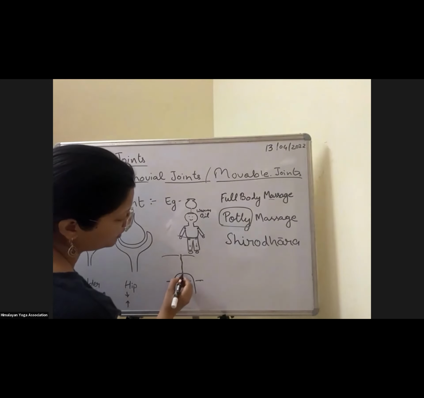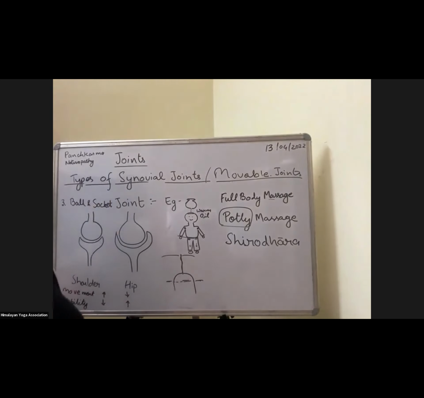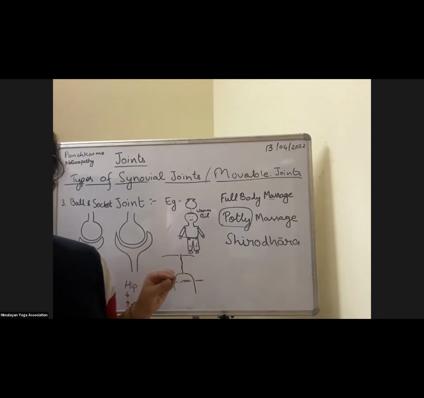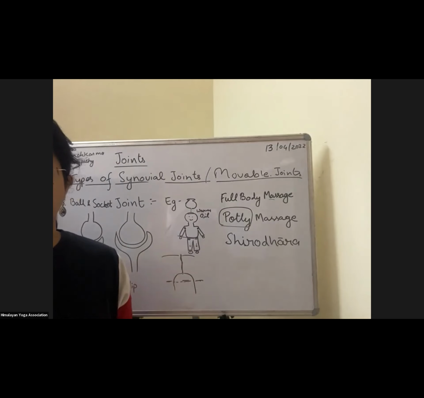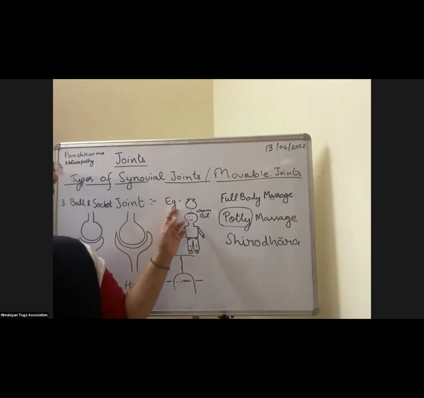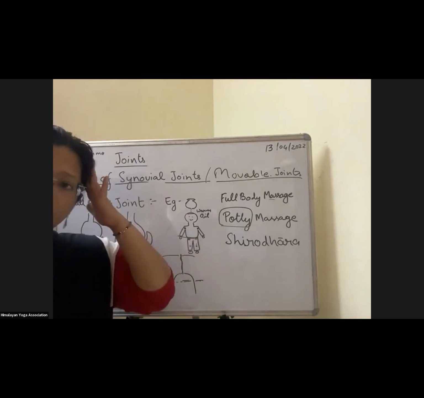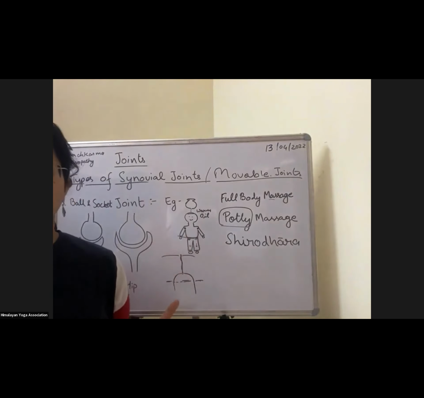So from here, do you understand this? When you're putting hot oil here, these are your frontal bones, parietal. From these joints, the oil is able to reach up to your brain. It nourishes your brain. It relaxes your brain. This is what you're looking forward to.